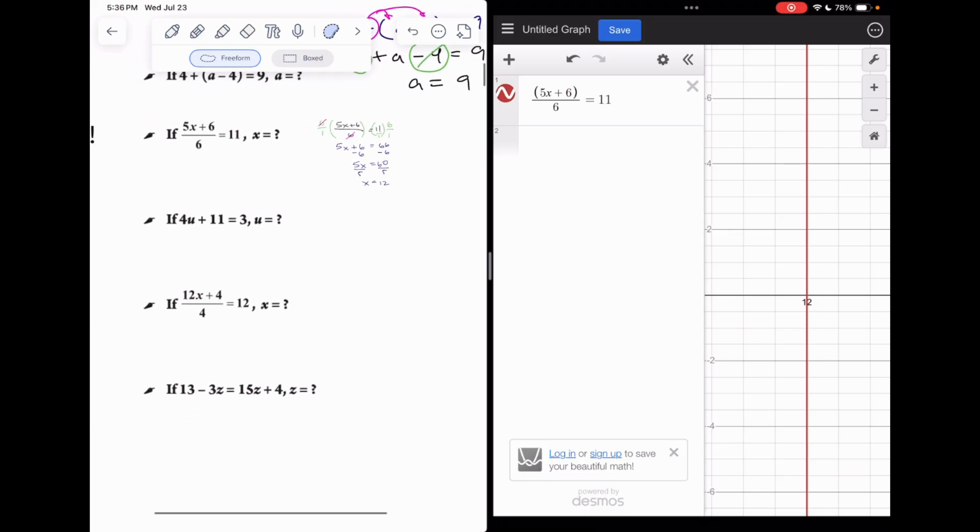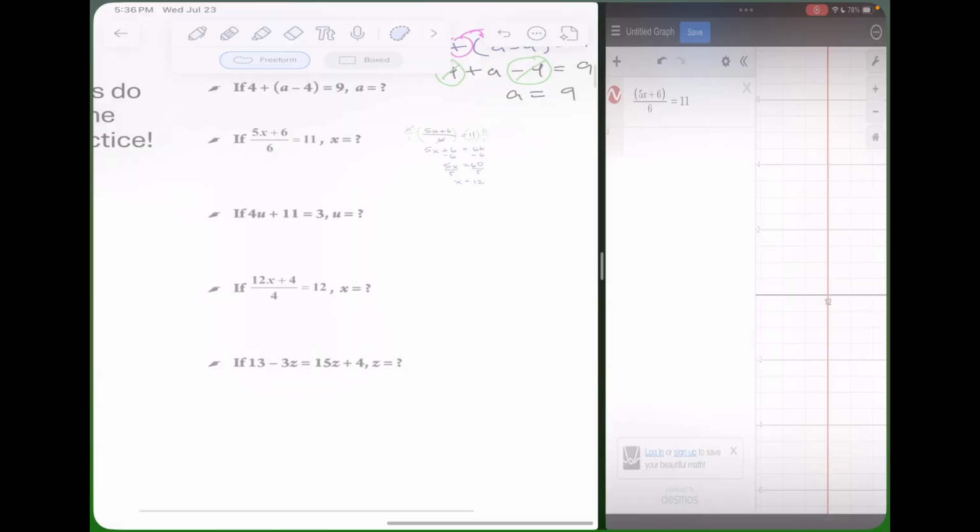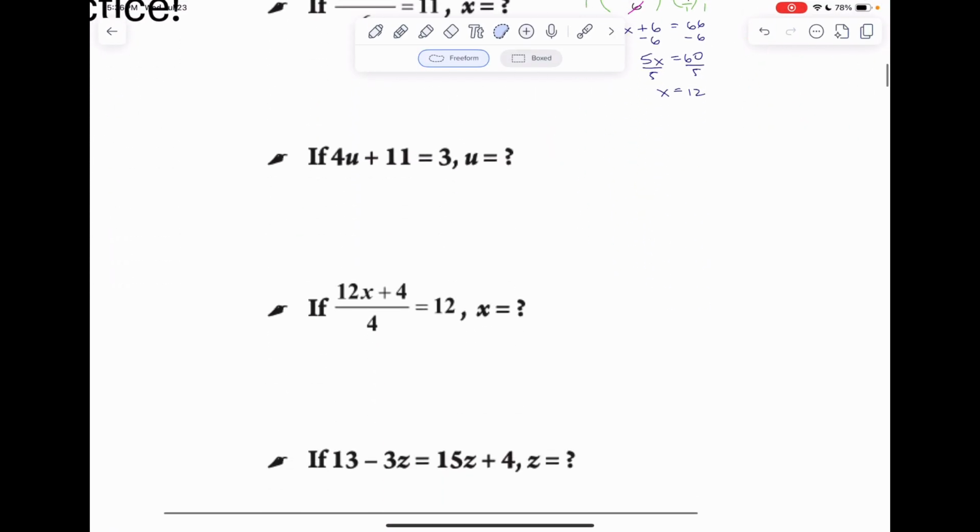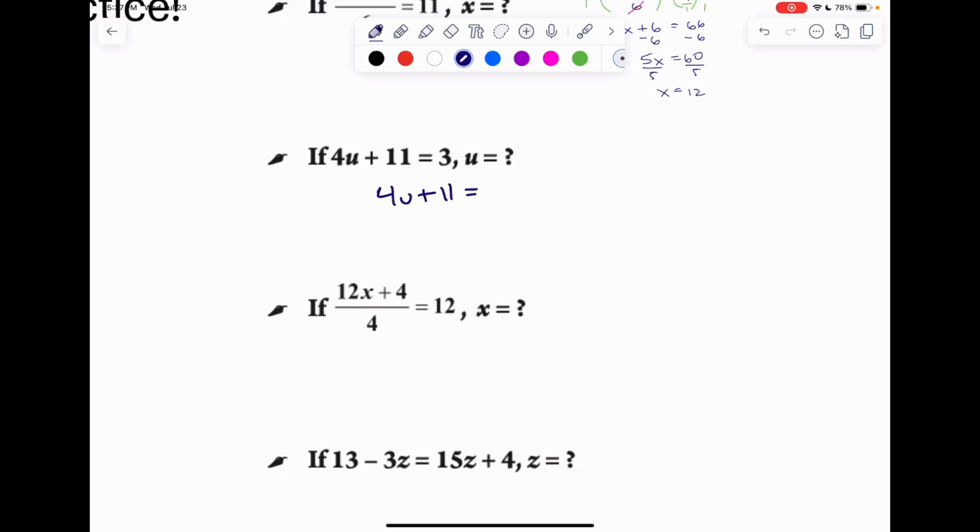All right, let's try our next one over here. Get rid of Desmos for now. We have if 4u plus 11 equals 3, we're going to isolate our variable term first and then isolate our variable within it. So we'll subtract 11 from both sides. We'll get 4u equals negative 8. We'll divide both sides by 4 to undo multiply by 4, and we'll get u equals negative 2.